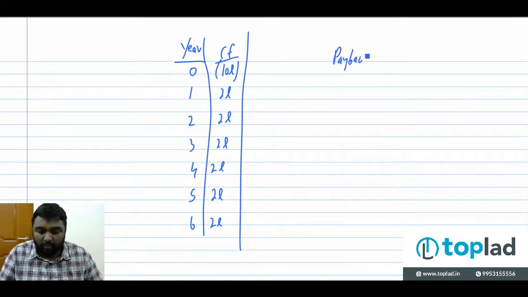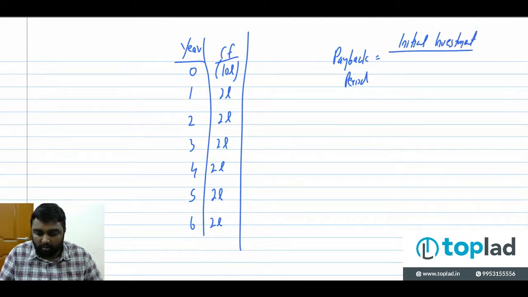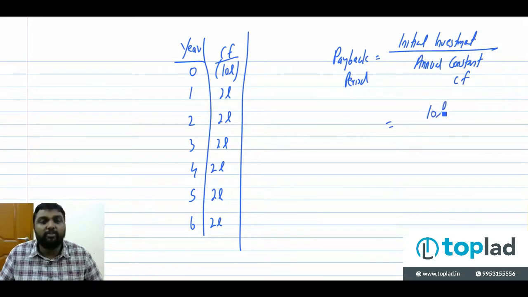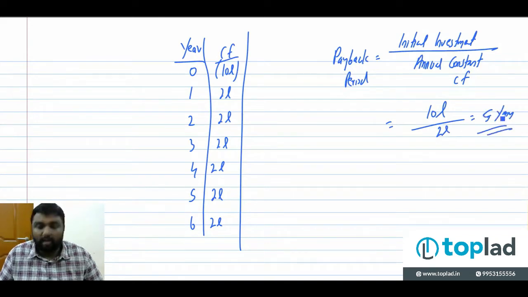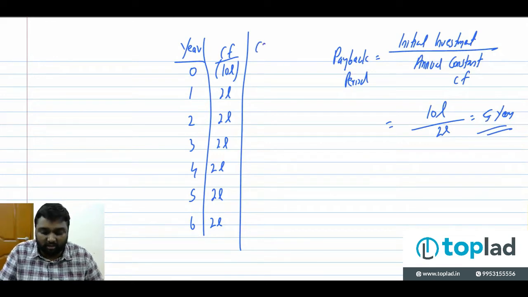When the cash flows are the same, the equation is initial investment divided by annual constant cash flow. Our initial investment is 10 lakh. Every year we are getting 2 lakh. The answer will be what? 5 years.